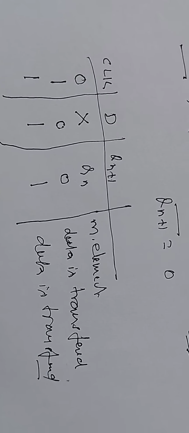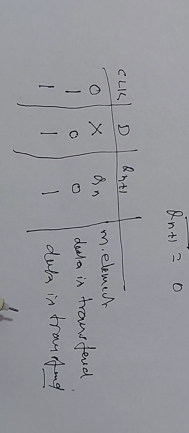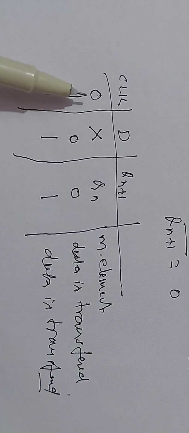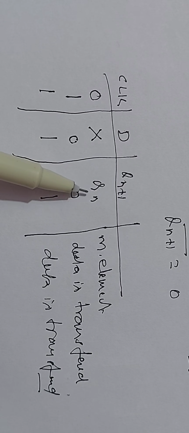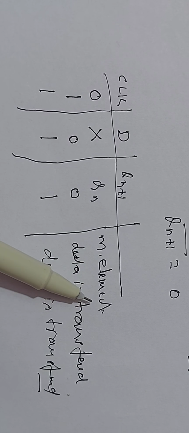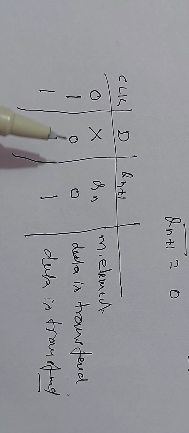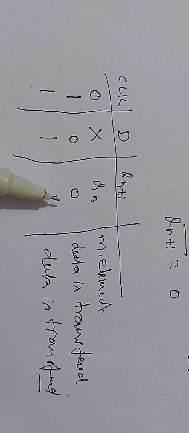This is a simple truth table which completely explains the D-type flip-flop. When the clock pulse is 0, whatever the values of D, the output remains Qn, which means it acts as a memory element. When the clock pulse is present, if the input D is 0, the output is also 0. If the input D is 1, the output is also 1. That is, the data is transferred from the D input to the output Qn plus 1.